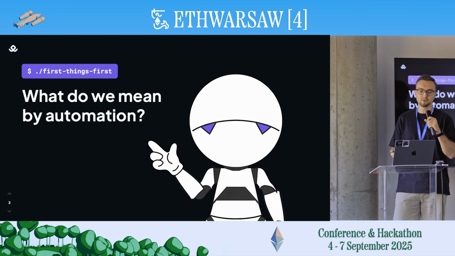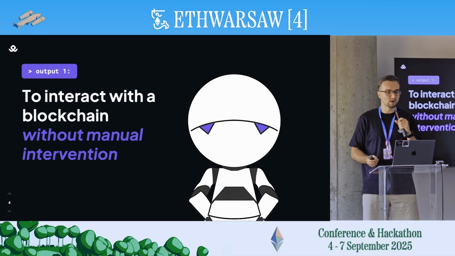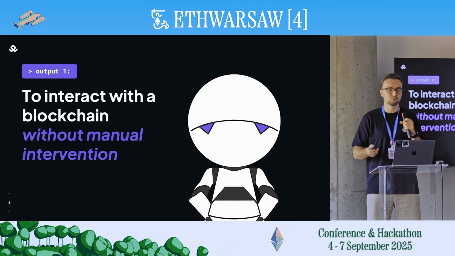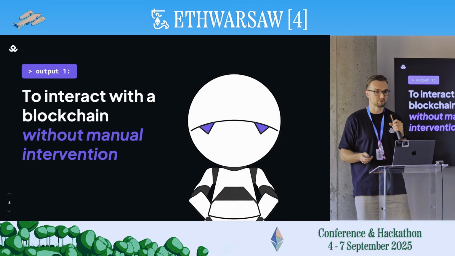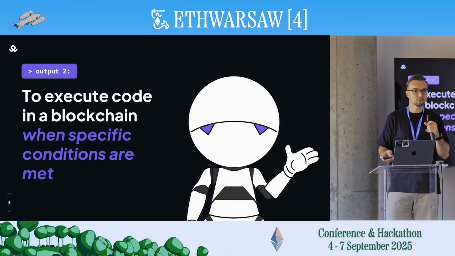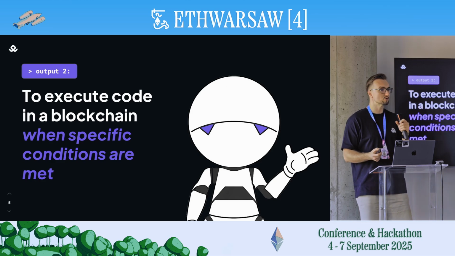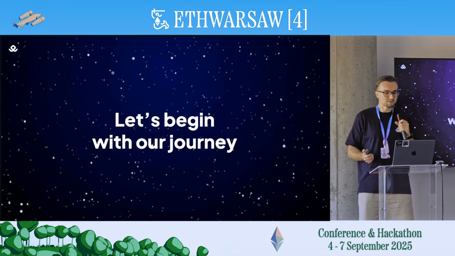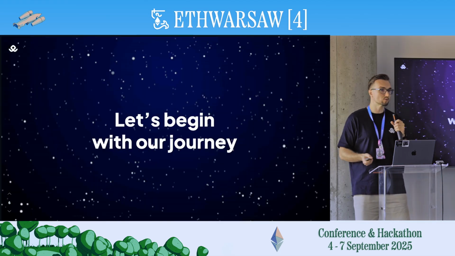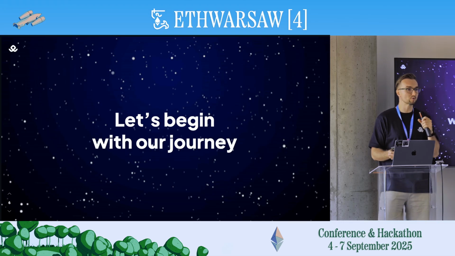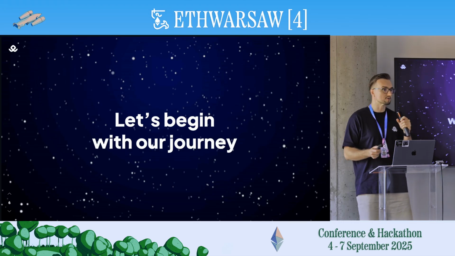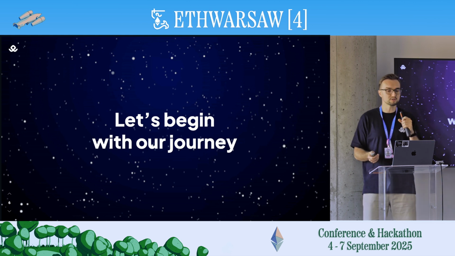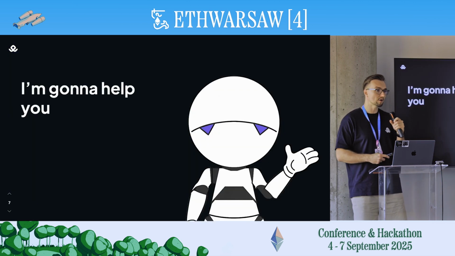So what do we mean by automation? As a user, we mean it as interacting with the blockchain without any manual intervention. But as a developer, you think of it as, I want to execute code on a blockchain when specific conditions are met. So we're going to go through the journey where I'm going to tell you a little bit more about the protocol that we've built, what features we have built into it, and how developers can use it. And I'm going to have a little helper.